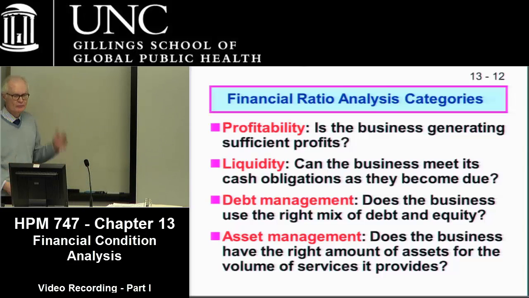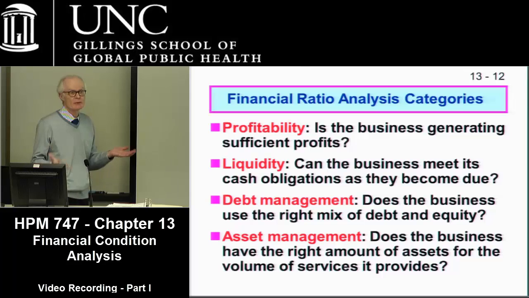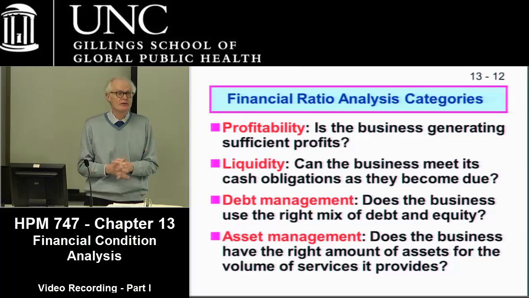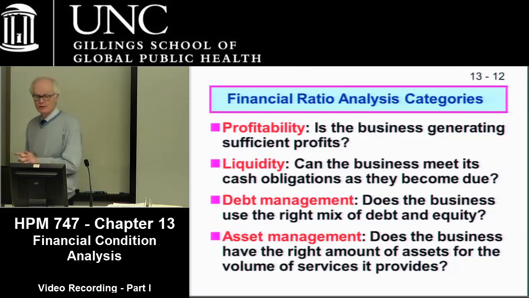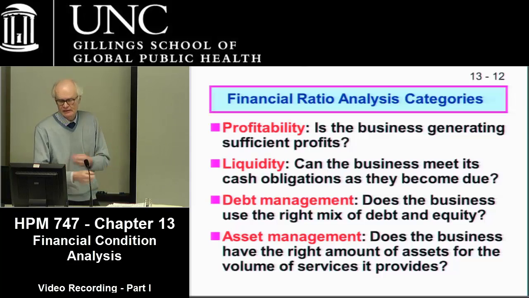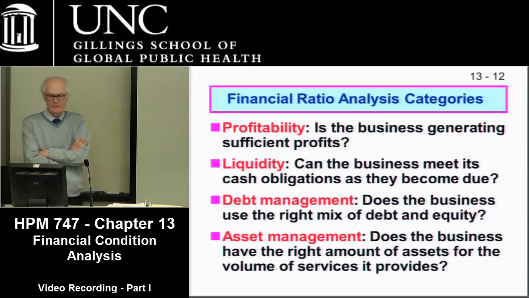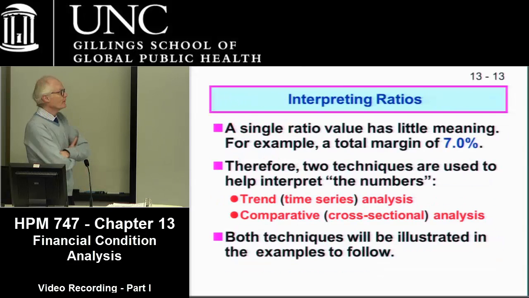And then next is debt management. Does the business have the right mix of debt and equity? And this is sort of the capital structure decision that we talked about last term. There are ratios to measure the mix of debt and equity. And finally, asset management. Does the business have the right amount of assets for the volume of business that it has? Interpreting them is sometimes easy and sometimes difficult.